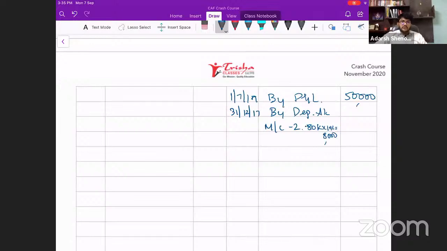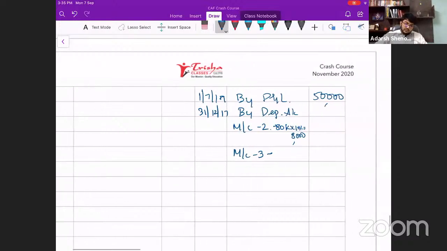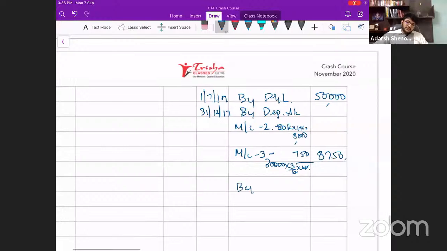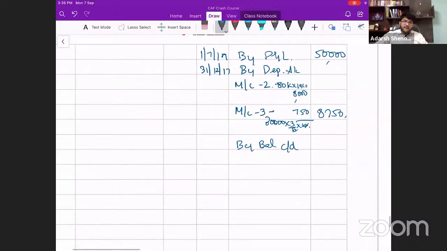So 8,000 rupees. And on machinery 3, the one which we just purchased, how many months is it used for? 750 you get. How did you calculate it? 30,000 into 3 by 12 into 10%. Okay, 750. What is the total depreciation? 8,750. Can someone tell me the book value of the asset? 89,250.